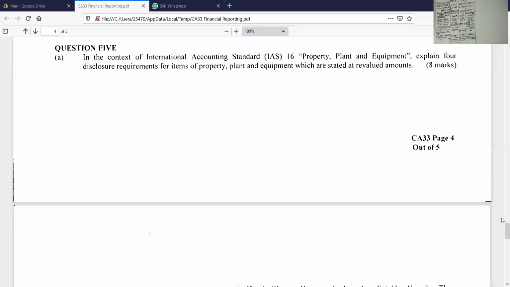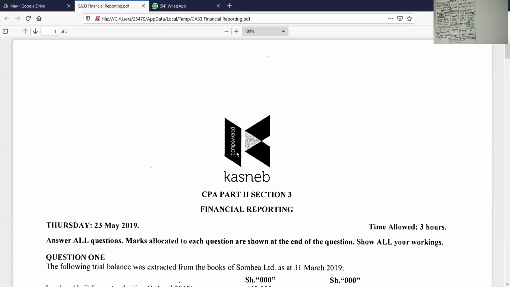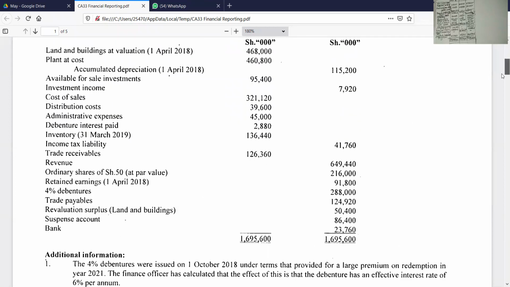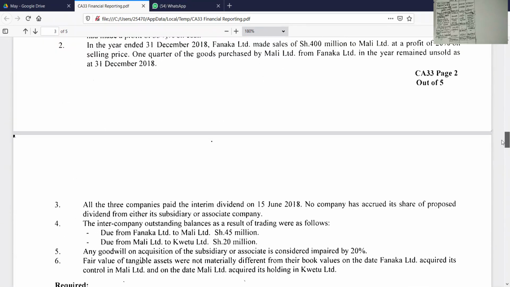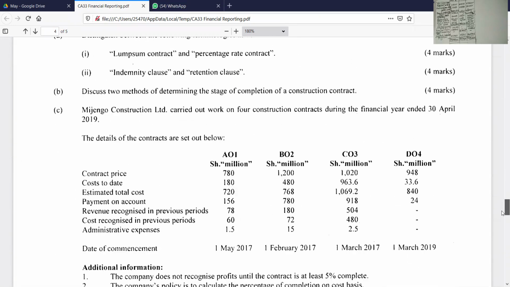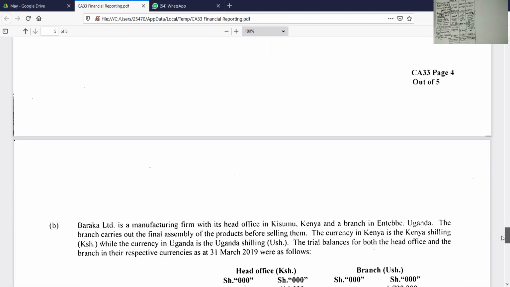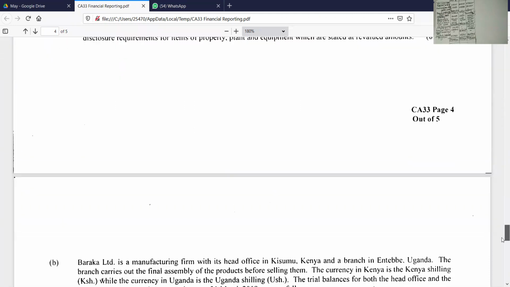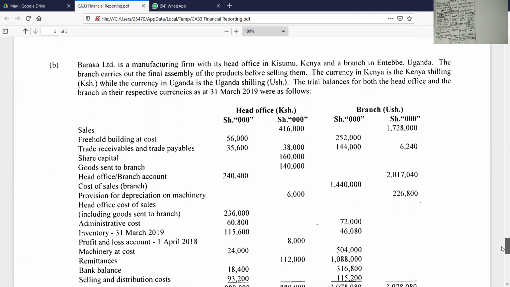So that is the question. You can see it's a past paper for KASNEB. This KASNEB examination, May 2019. Let us go to question 5. So this is question 5, I will be talking about B. They say that Baraka is a manufacturing firm with a head office in Kisumu, Kenya, and a branch in Entebbe, Uganda. The branch carries out final assembly of the products before selling them.